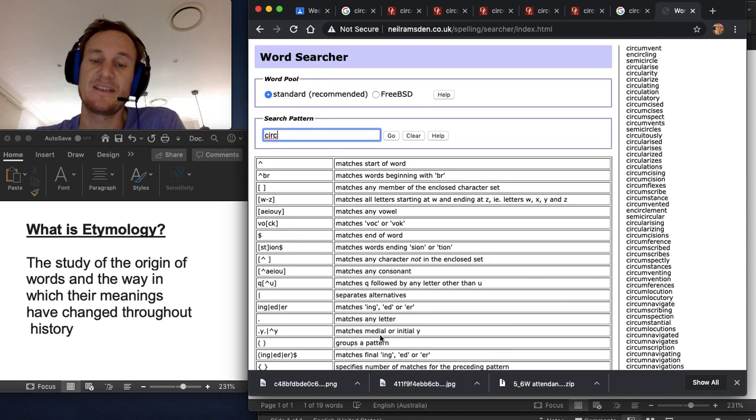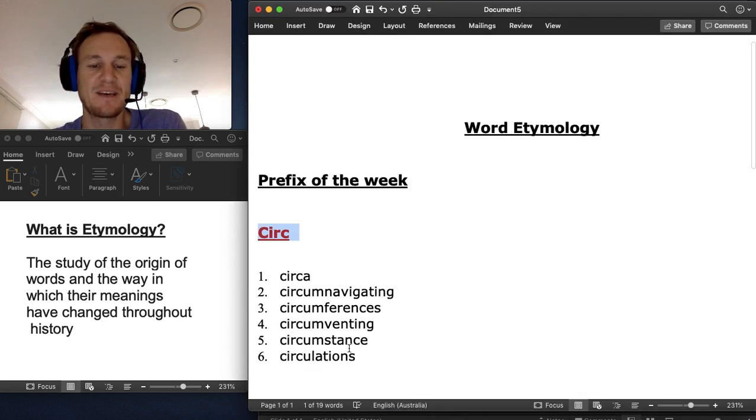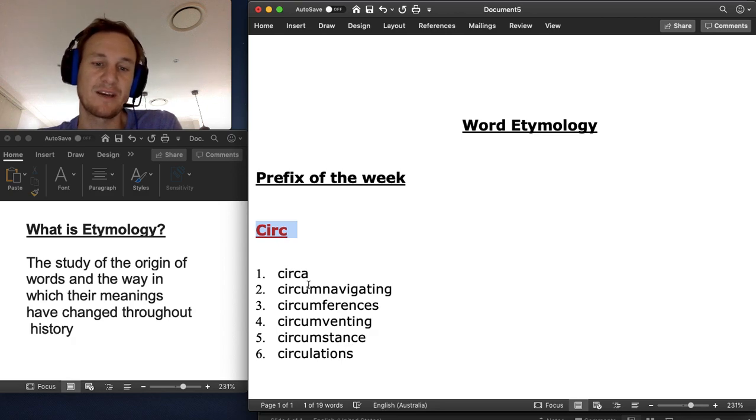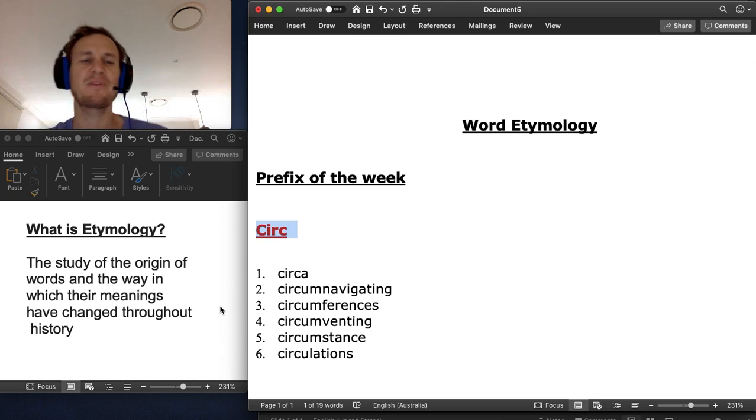So now that we know there are 76 of those words, I decided to pick 6 to look at this week. We've got circa, circumnavigating, circumferences, circumventing, circumstance, and circulations. We might not necessarily get to go through all of them, but we'll see what we can do. But before we do that, we've got to figure out where this word actually comes from. What is the base of this word? What does the base circ mean?